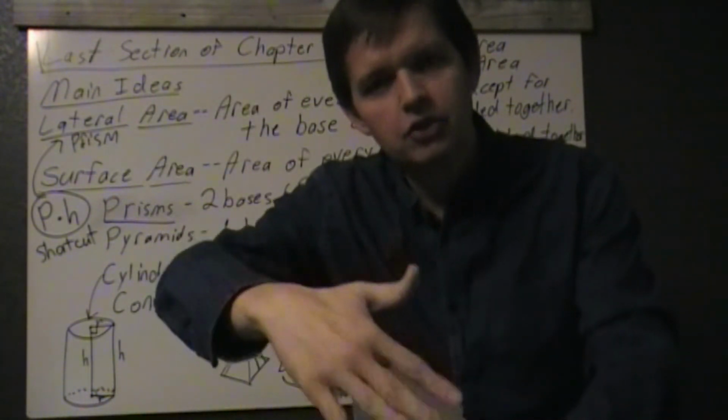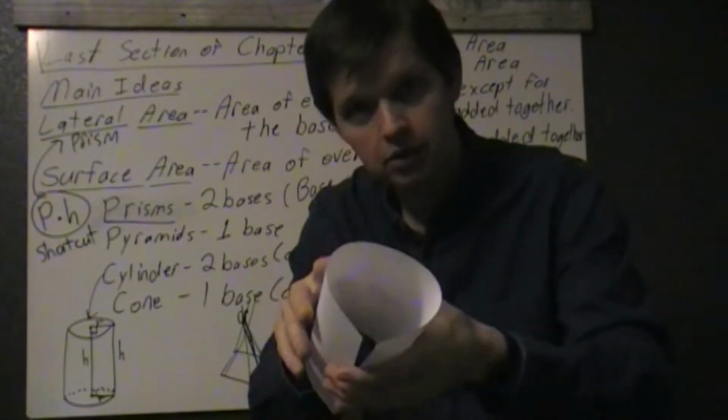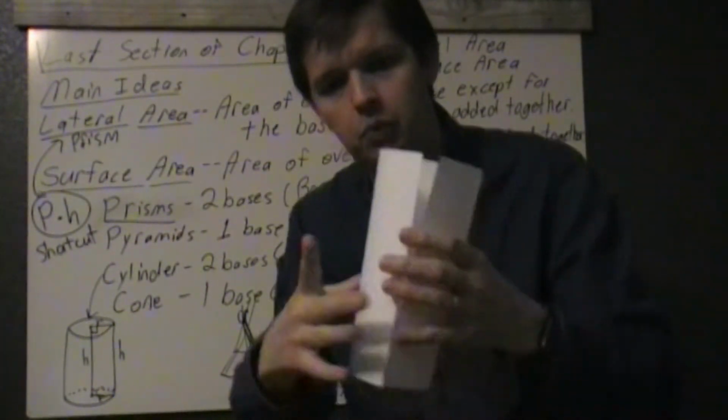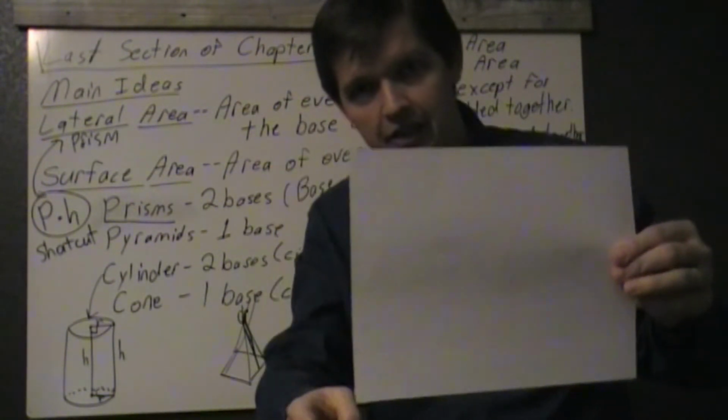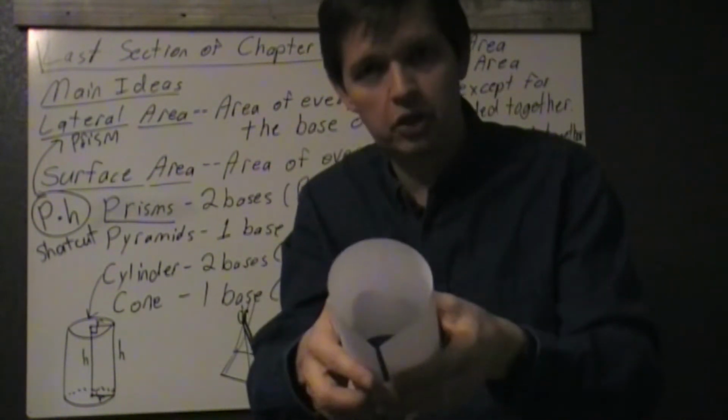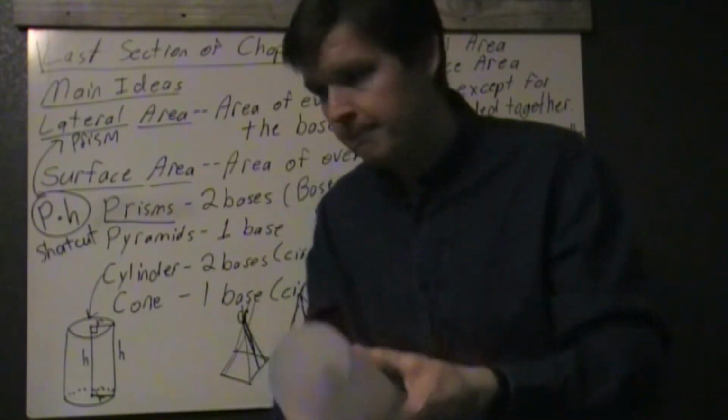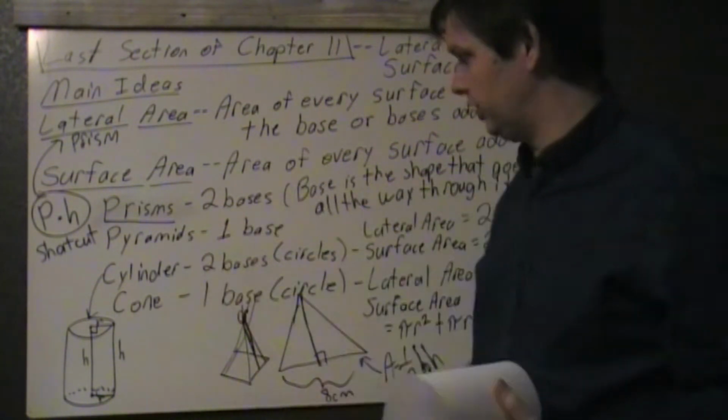Alright, so, circle, circle. Add them together and you have the surface area when you add the 2 pi r times the height plus the 2 circle areas, 2 pi r squared. That would give you the surface area of a cylinder.